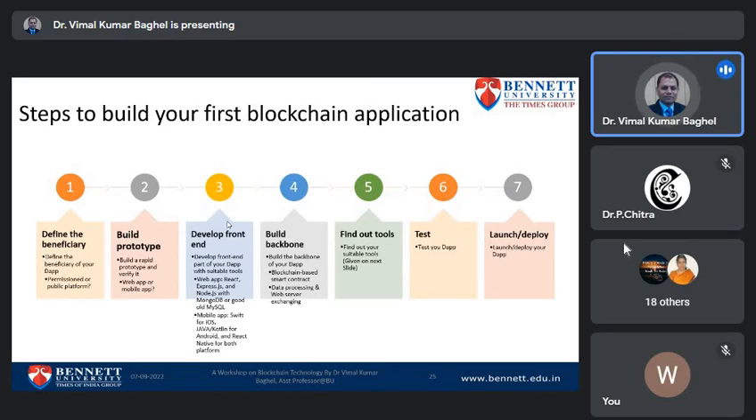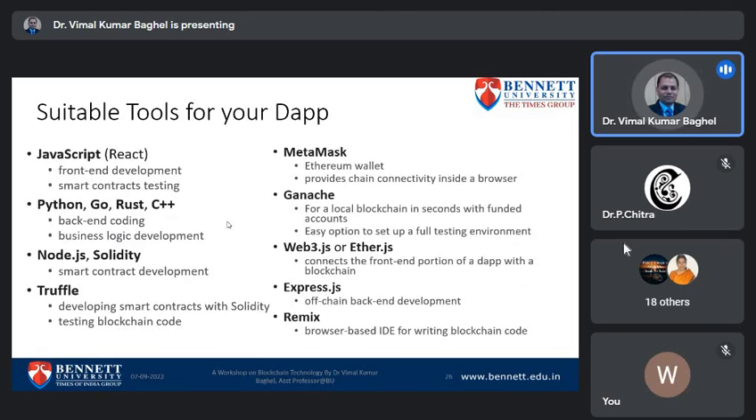For example, some of the online tools, like Remix IDE, or maybe Hardhat or Truffle or Ganache. So these are the tools which we need as a framework to deploy our decentralized app. And then finally we have to test our app, and then we have to launch and deploy that app over a platform. So these 7 steps are typical steps to build our first blockchain application. So these are some suitable tools for our decentralized application, dApp.